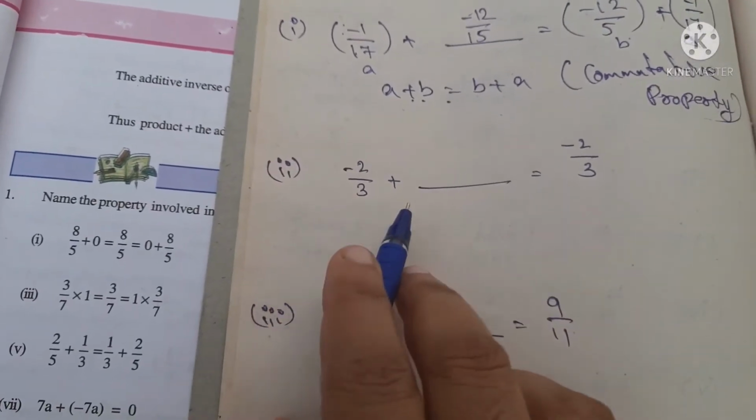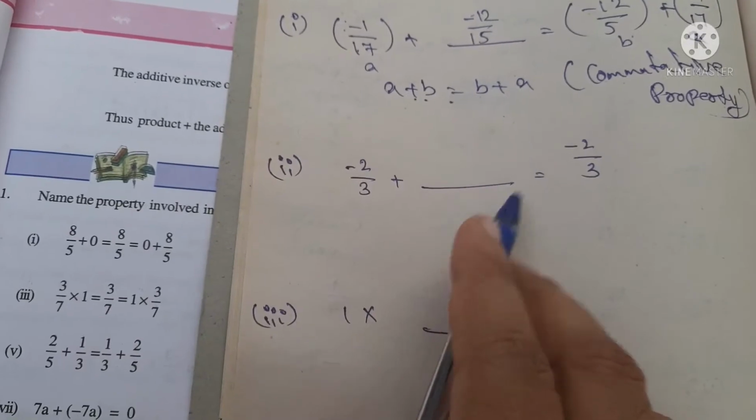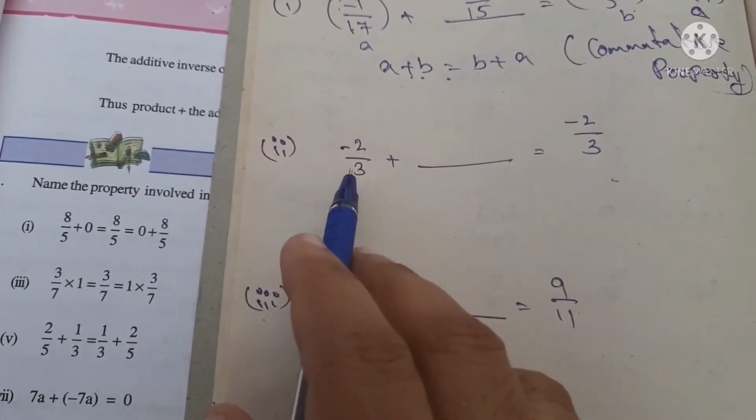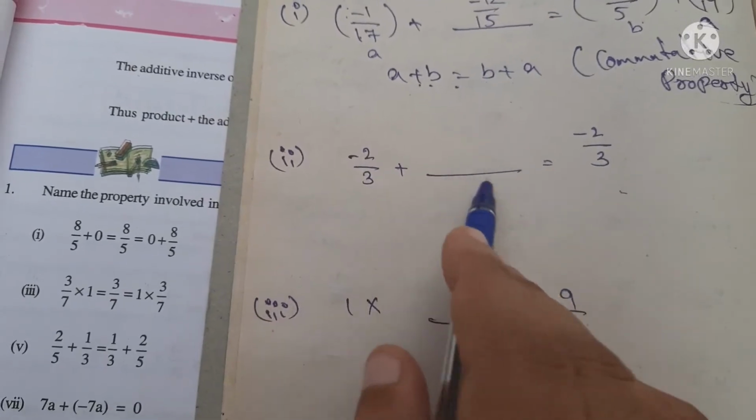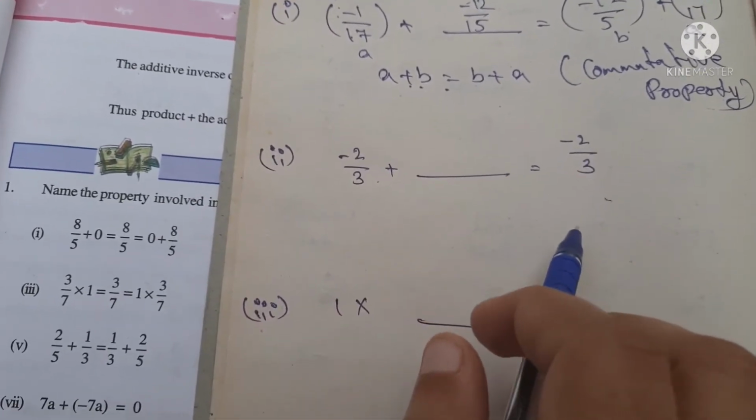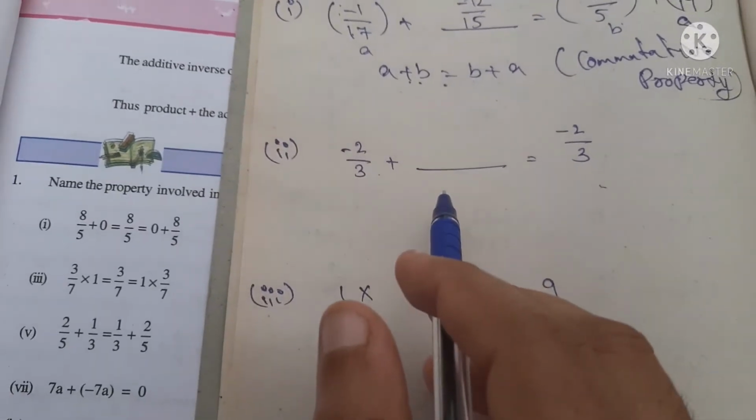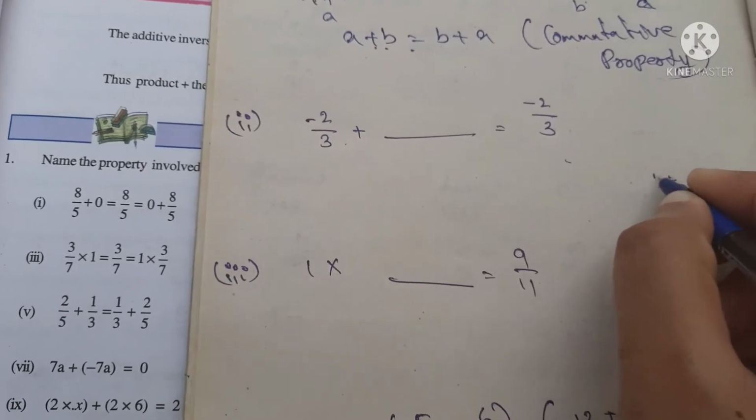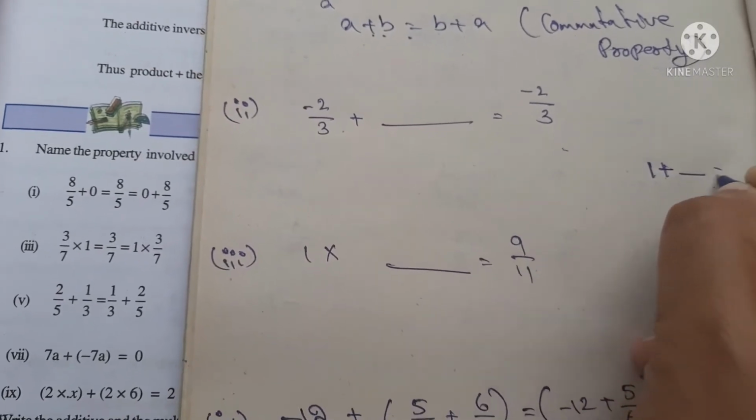Minus 2 by 3 plus something equals minus 2 by 3. So what does this mean? If we add a value to minus 2 by 3, we get minus 2 by 3 again. So what is the value? Tell me. For example, 1 plus dash equals 1.